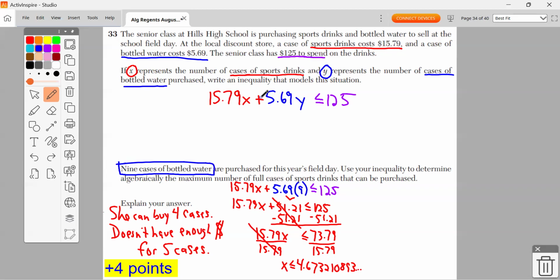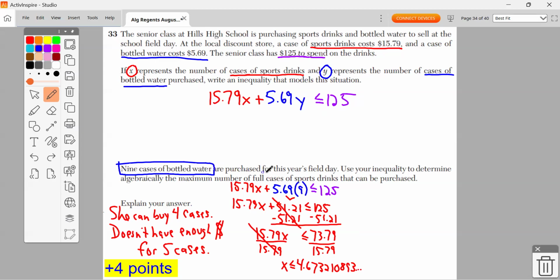$15.79 times a case of sports drinks, $5.69 times a case of water, and they only have $125 to spend. They could spend less than the 125, but they could also spend equal to the 125. They can't spend more. They only have 125. So less than or equal to 125.